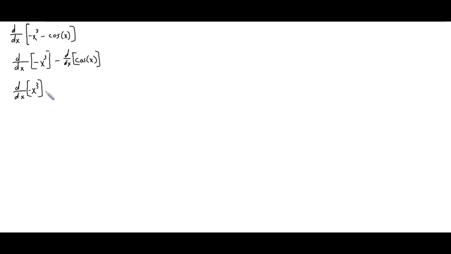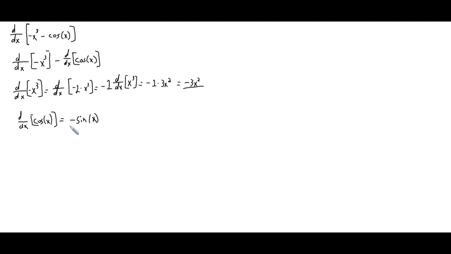So the derivative of negative x cubed is equal to the derivative of negative 1 times x cubed, right? Because negative x cubed. And then we can pull the negative 1 out, and then we just have negative 1 times the derivative of x cubed. And that's just the power rule, right? That's easy to solve. So that gives us negative 1 times 3x squared, which is just negative 3x squared. The second part, the derivative of cosine x, well, that's just straight from our properties, right? That is just negative sine x.